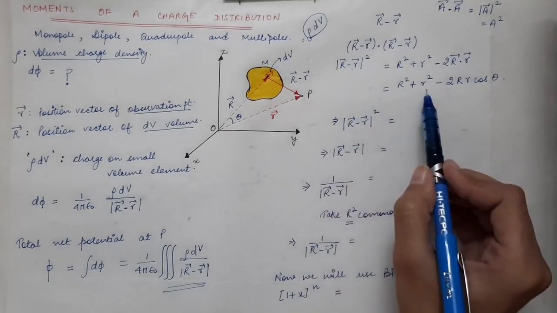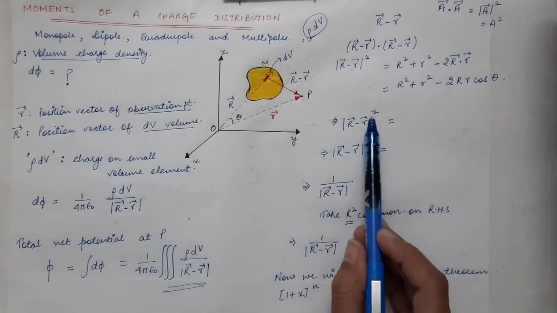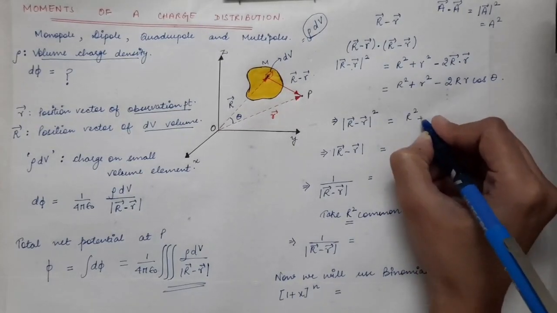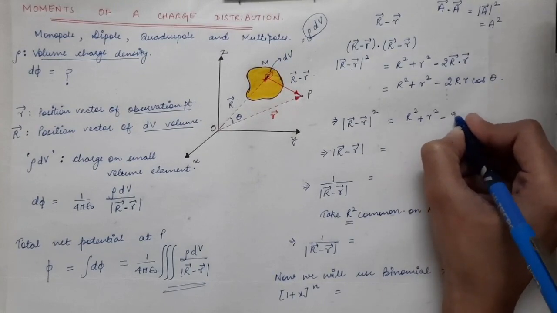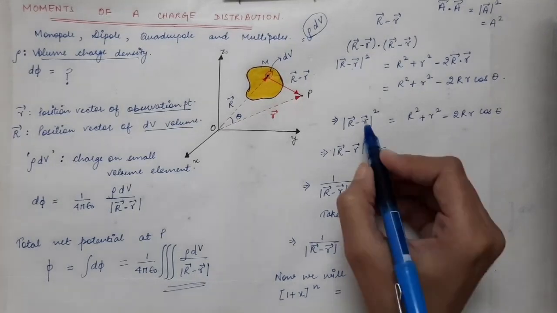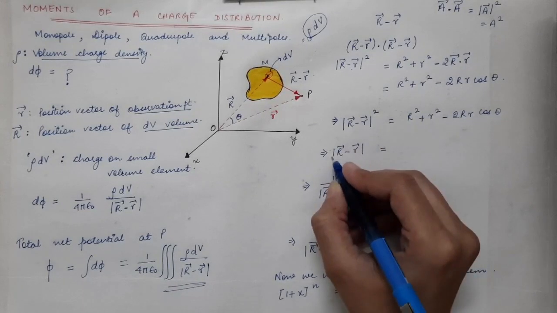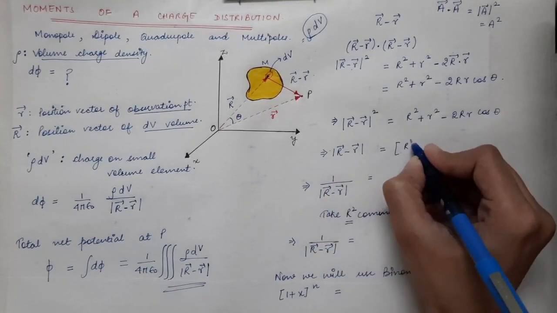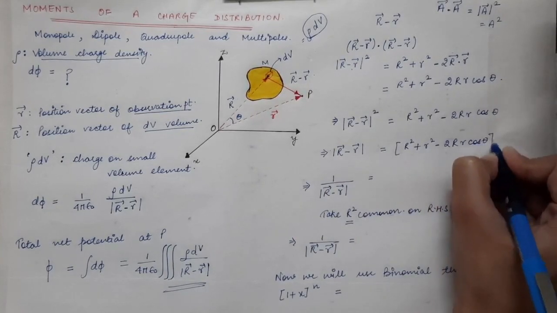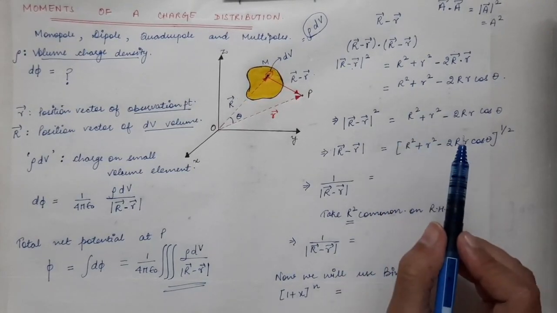So now we are going to further simplify this expression. R vector minus small r vector magnitude square will be nothing but R square plus small r square minus 2R into small r into cos theta. And then we will take the square root on both sides. So the magnitude of R vector minus small r vector will be equal to (R square plus small r square minus 2 into R into small r cos theta) to the power 1 by 2. So we have just taken the square root on both sides.